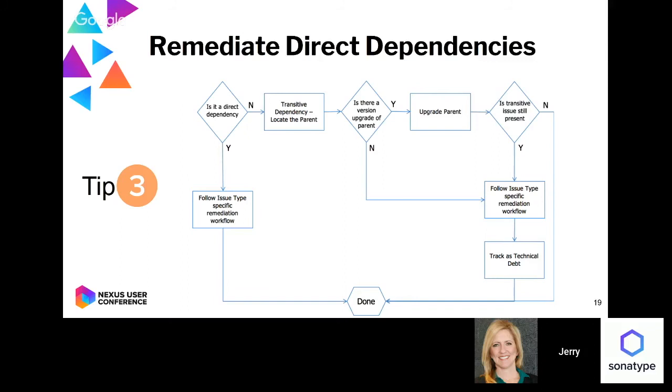So start with the direct dependencies. If you find transitive dependencies, go to the parent project and kind of iterate through. That's really the easiest and probably the best way from an architectural perspective to keep your technical debt down and just kind of work through all the issues.